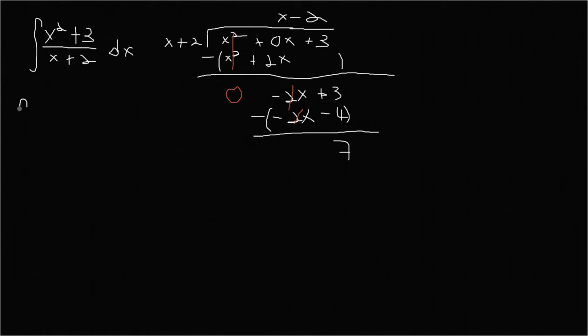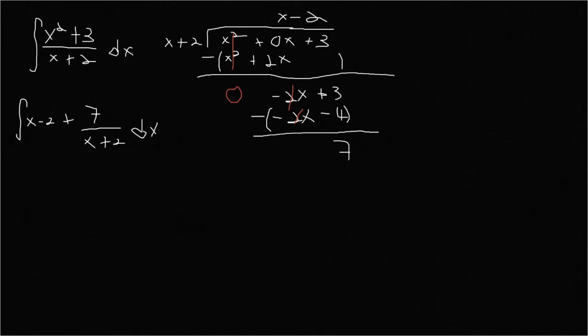So let's rewrite this integral. And so we have, when we divided it, x minus 2 pulled out, and then we have 7 over the denominator, because we couldn't divide that. So we have now plus 7, and then over x plus 2. So x plus 2 dx.